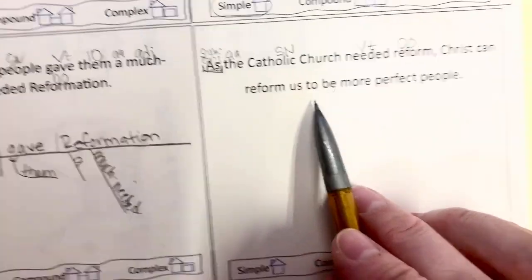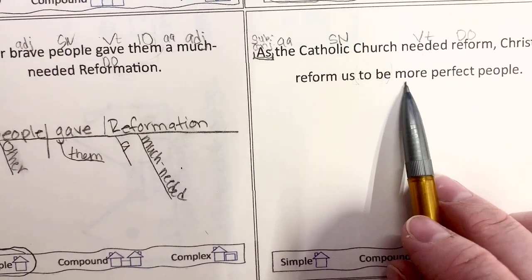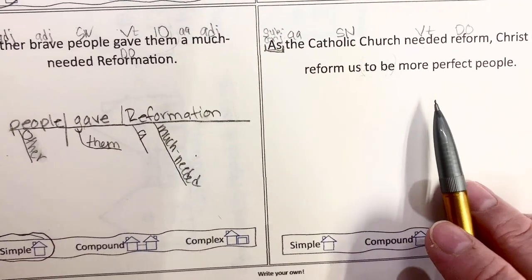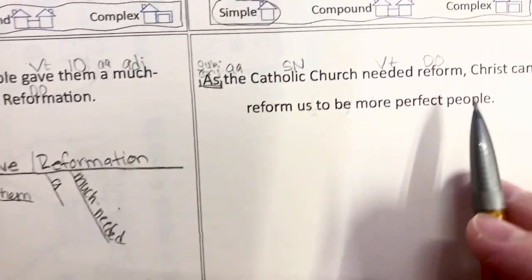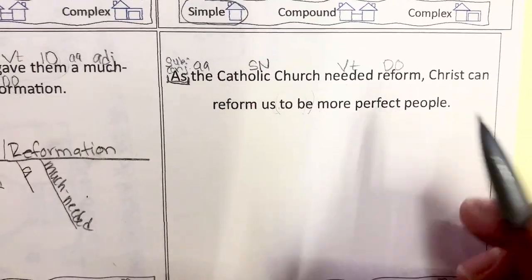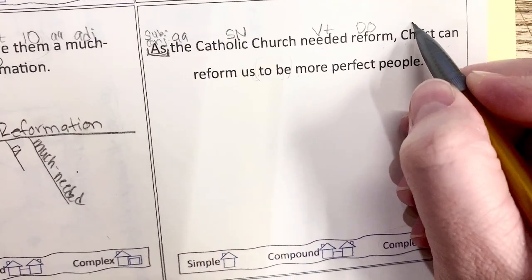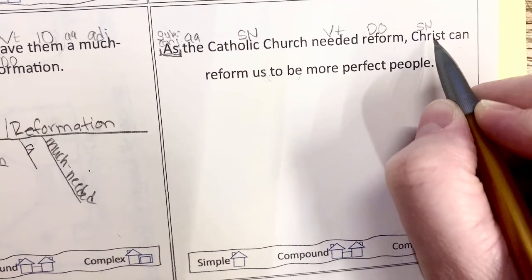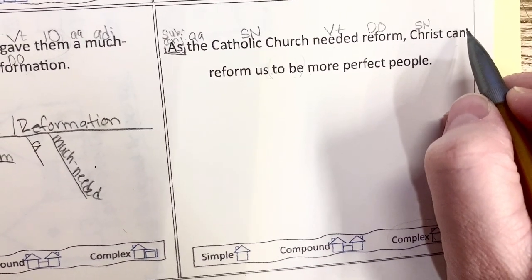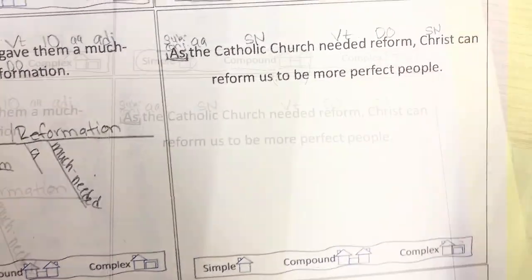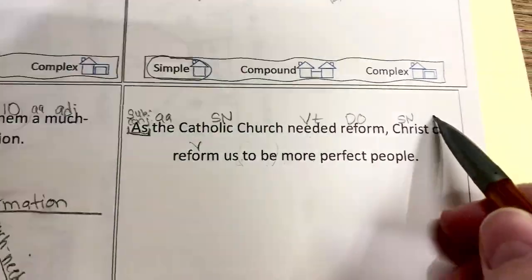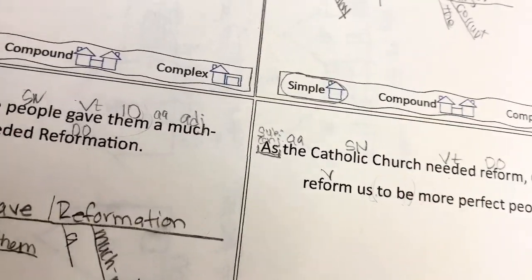All right, let's do this clause. Christ can reform us to be more perfect people. Okay. This is going to be exciting. Who or what is this sentence about? Christ. Subject noun. What is being said about Christ? Christ can reform. Verb, helping verb.